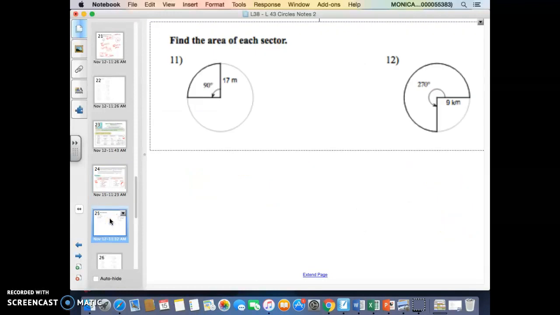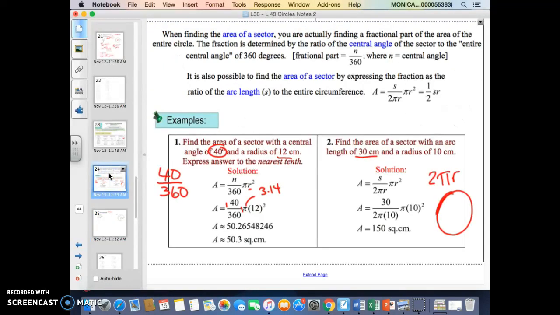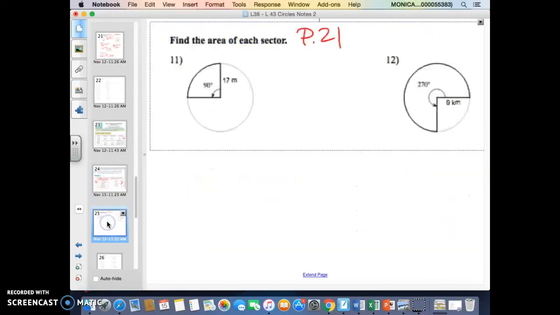All right, so let's look at some example problems. This should be on page 21. For all of these, you're given the central angle, so you're going to be using this formula right here, which is on page 20. First thing we're going to do is we know that the area of a sector equals n divided by 360 times pi r squared.